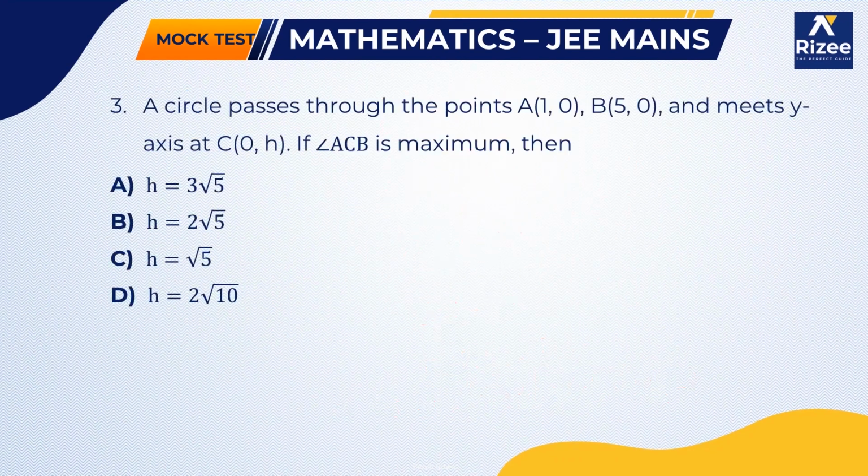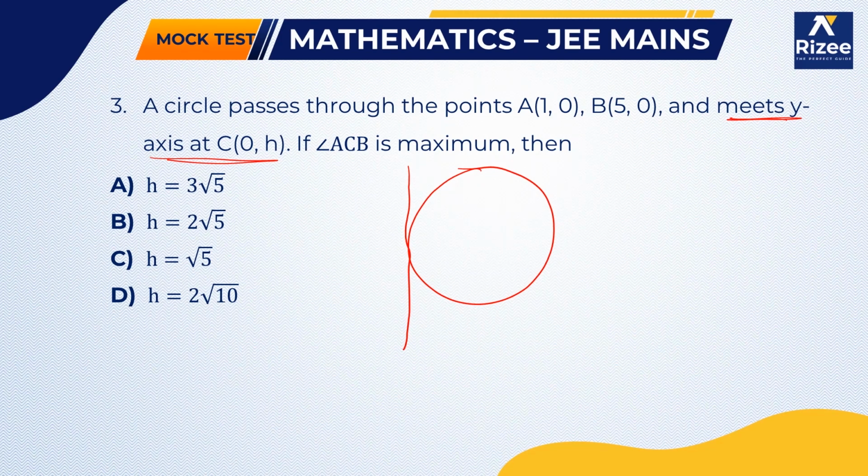Moving to the next question. A circle passes through the points (1, 0) and (5, 0) and meets the y-axis at (0, h). If angle ACB is maximum, then, so I am constructing the circle and it meets the y-axis at C.